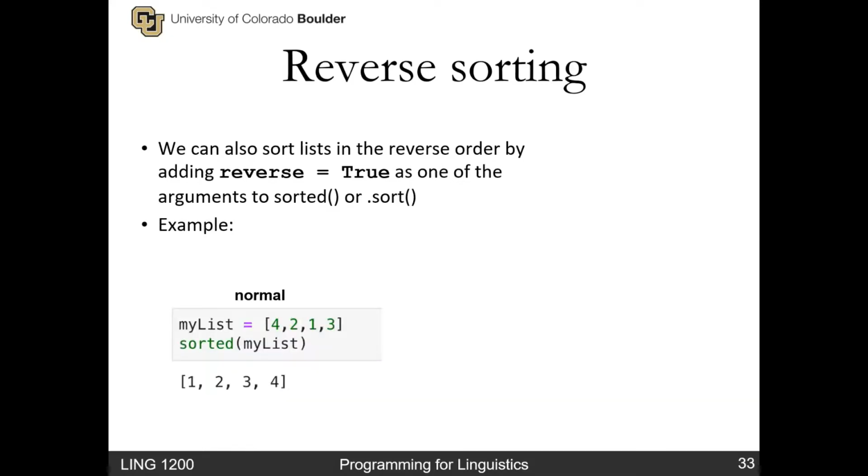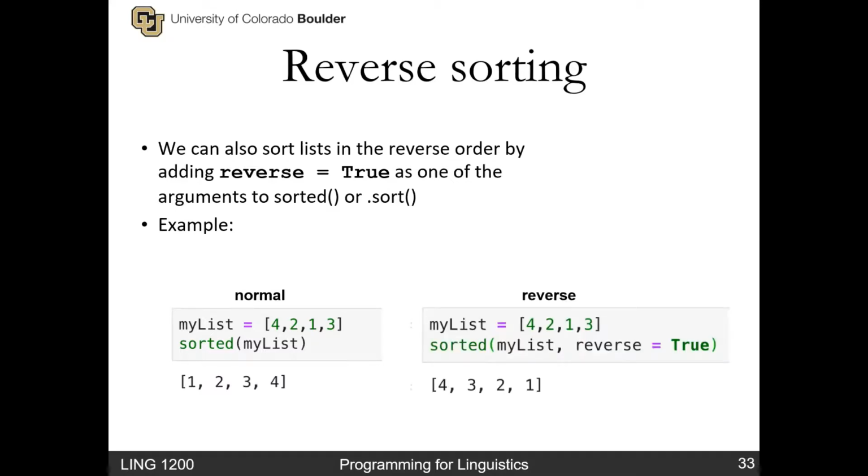So it's pretty simple. If you want to go the normal order, then you just call sorted in this case on your items. If you want to go the opposite direction, then you're going to have your items, you do sorted. The first argument is going to be the thing that you want sorted, and the second argument is going to be reverse equals true, and that will give you the opposite order. So instead of 1, 2, 3, 4, you're going to have 4, 3, 2, 1.